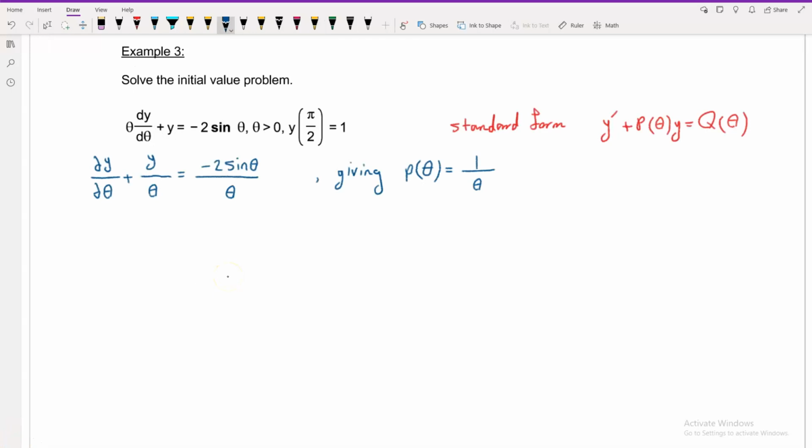First, write in standard form, which is y prime plus p(theta) times y equal to q(theta). So divide both sides of the equation by theta. We're going to have dy over d theta plus y over theta equal to, on the right side, negative 2 sine theta divided by theta. Based on what we have here, the coefficient of y is 1 over theta, so that is p(theta).